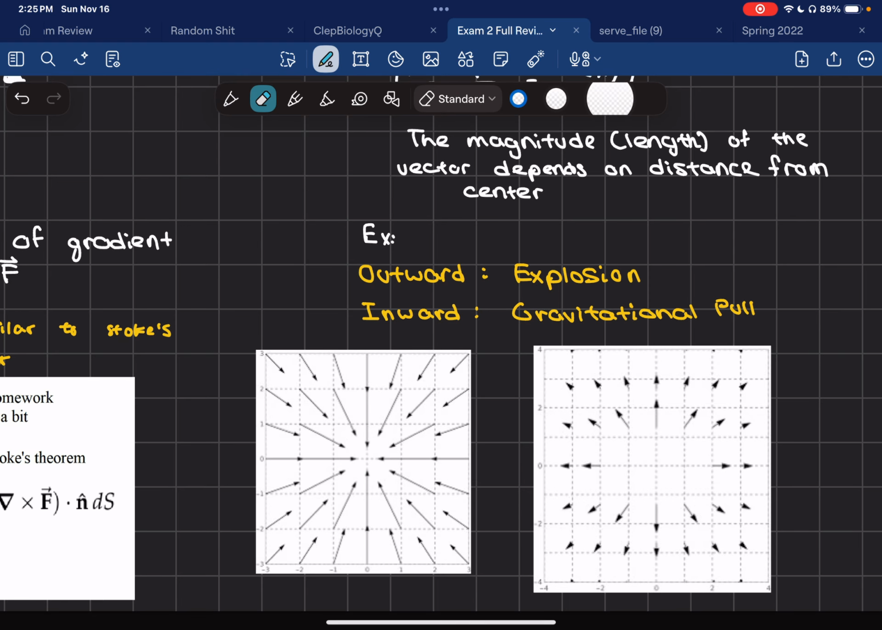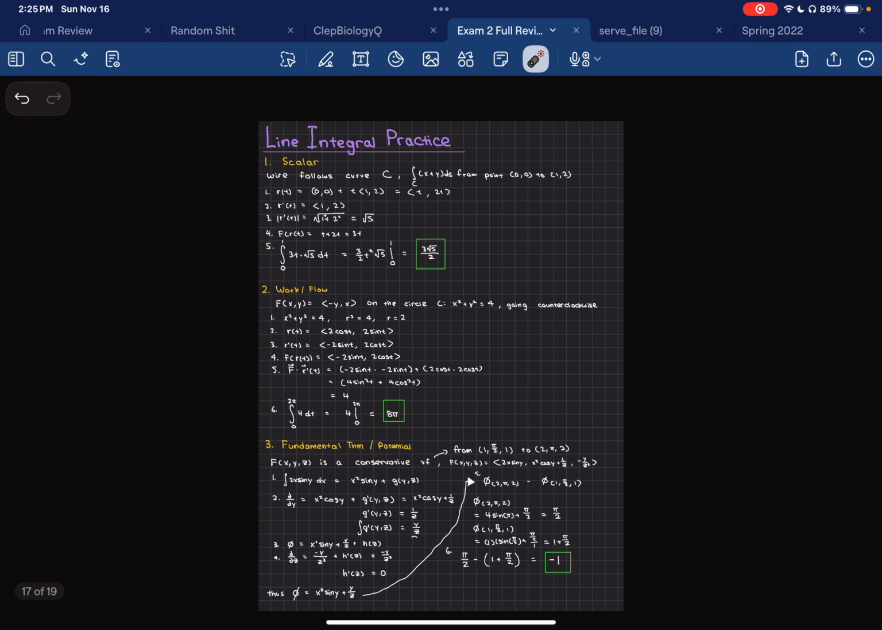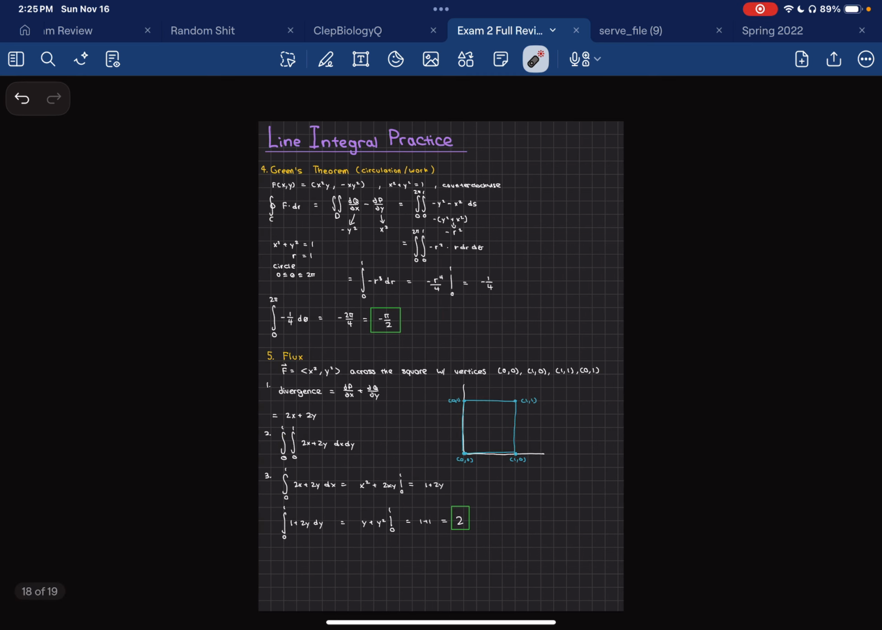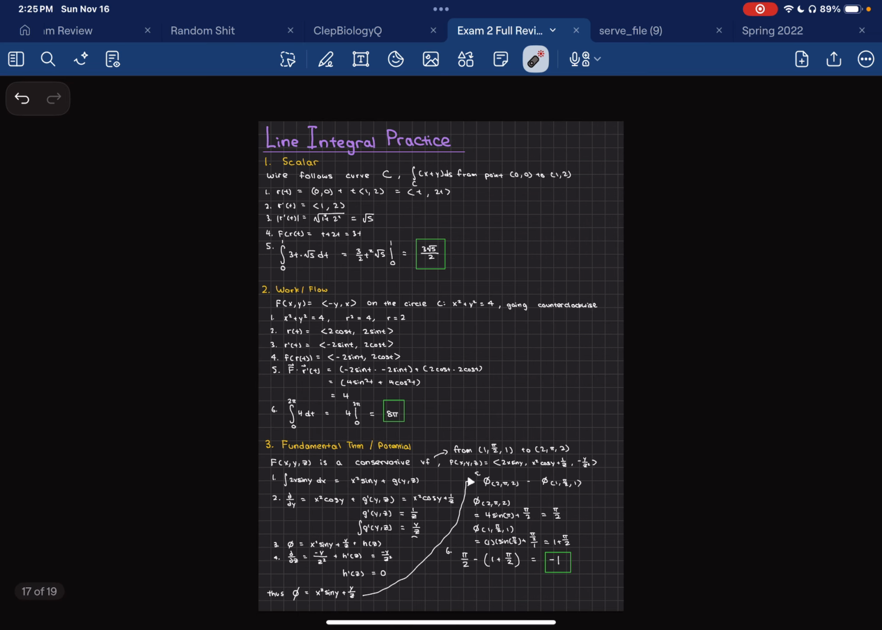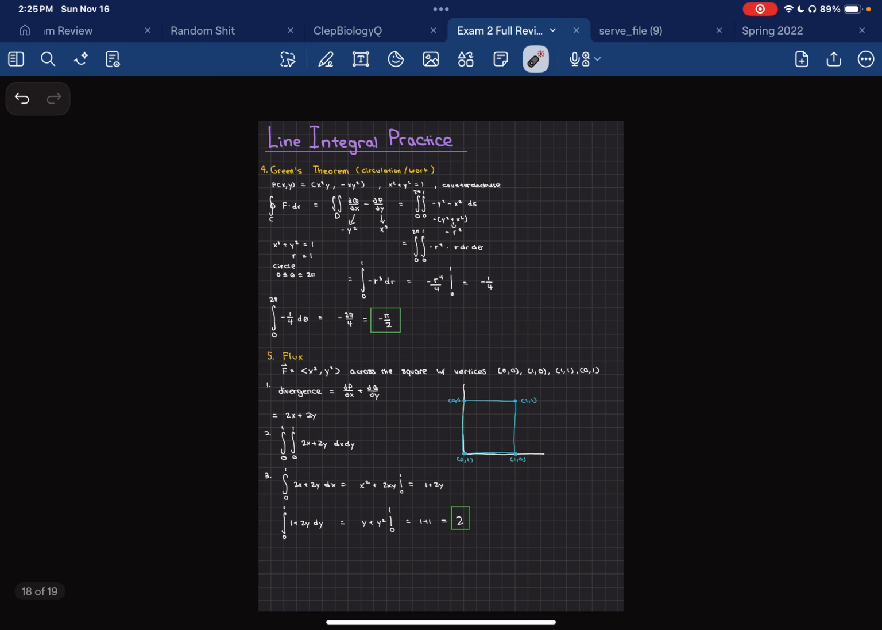Okay, and then here is just some line integral practice. I'm not gonna go over all of these, but if you want, you can take screenshots, or if you're gonna download the PDF, just do it there. These are some more line integral practice. I hope I went over everything: scalar, workflow, fundamental theorem, finding the potential, Green's theorem, and flux.